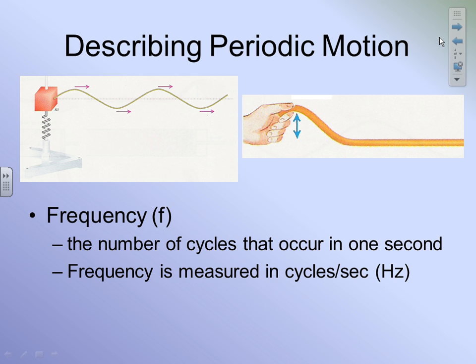So if we have a motion that has a frequency of 10 hertz, that means 10 of those things are happening every second. If it's 1,000 hertz, 1,000 of those things are happening every second. Okay?